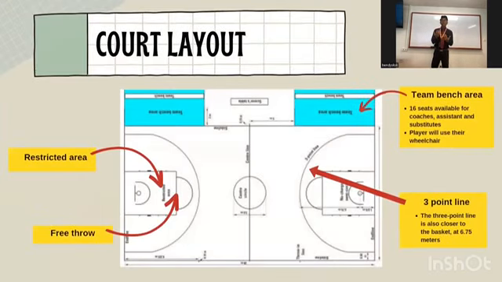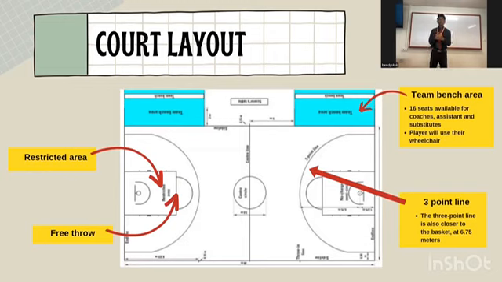Okay, this is the court layout. You can see they have the restricted area, free throw area, and team bench area. At the team bench area, there are 16 seats available for the coach, assistant coach, and of course the substitutes. And players will use their wheelchair at this area. So next is the 3-point line.